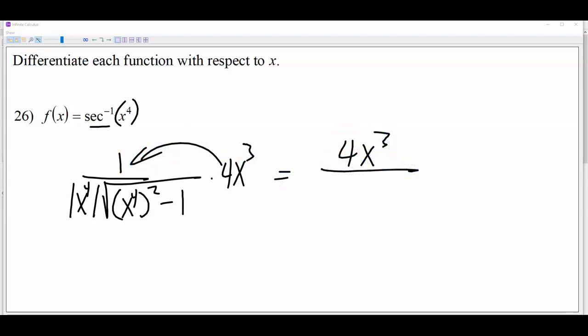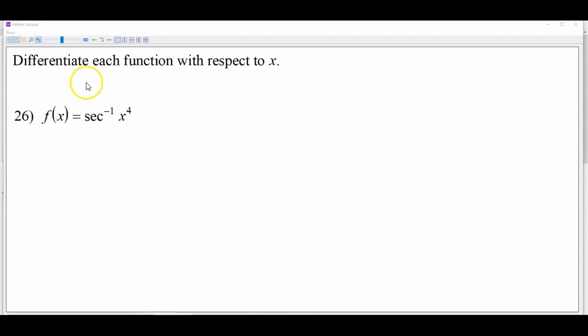And on the bottom, you can leave the absolute value bars if you want, but we don't have to since that is an even power. And then simplifying the inside, we have x to the 8th minus 1. And once again, if you wanted to, you could drop the absolute value bars since that's an even power and reduce if you wanted to afterwards. But we'll leave it like that.